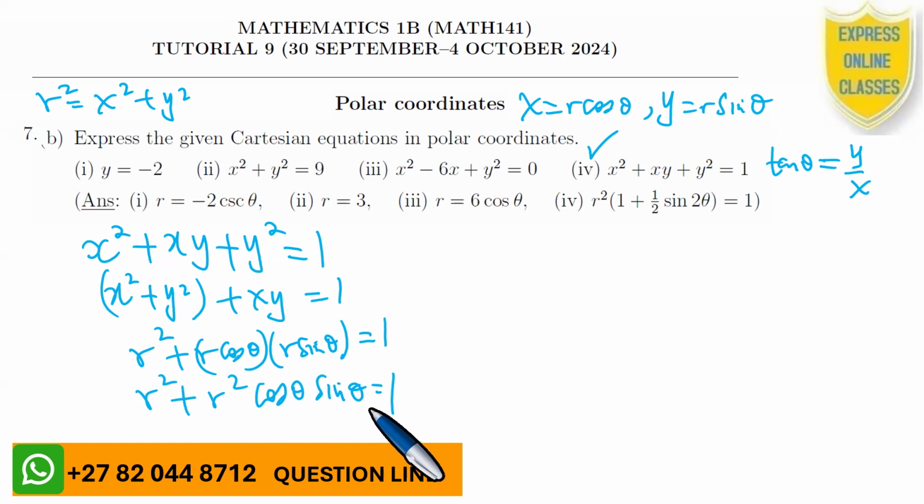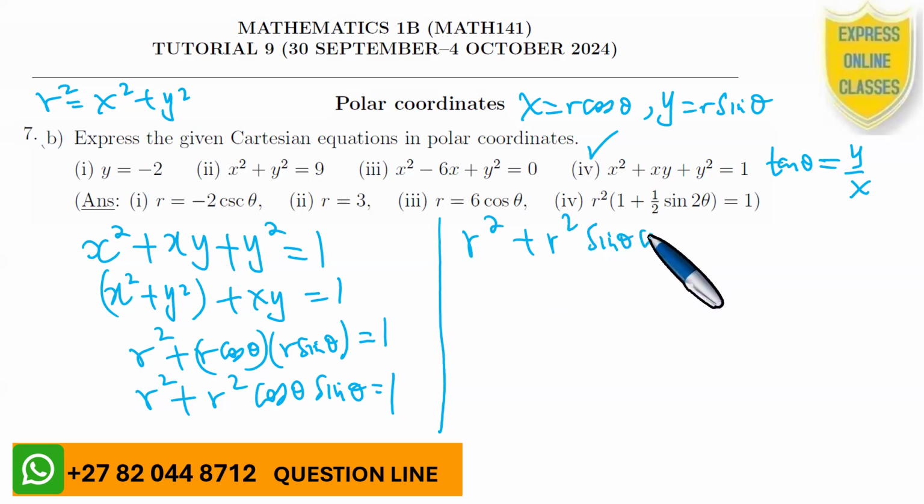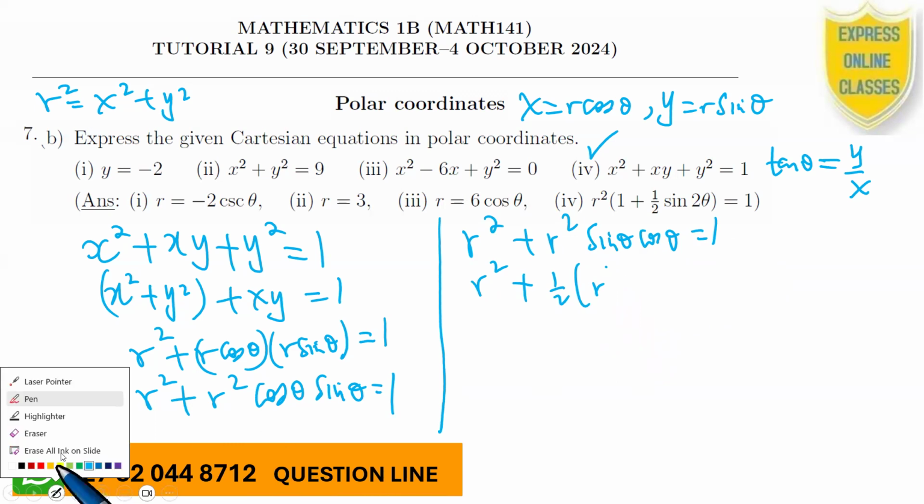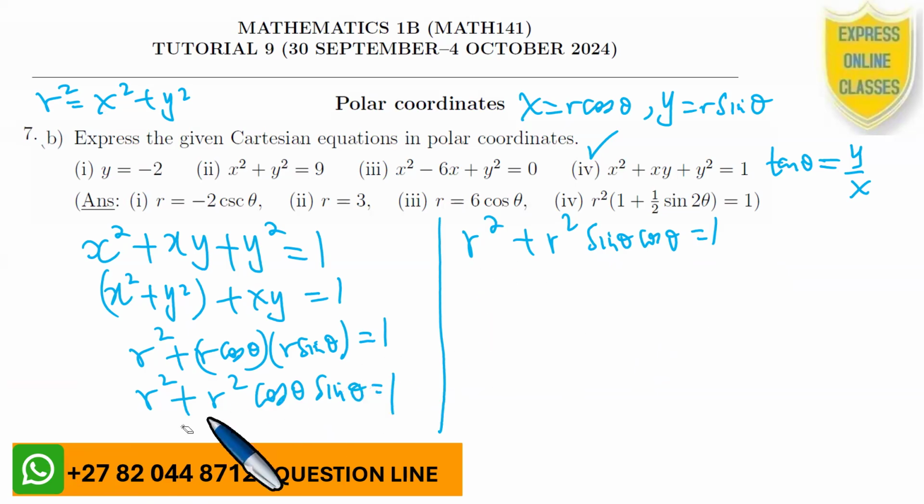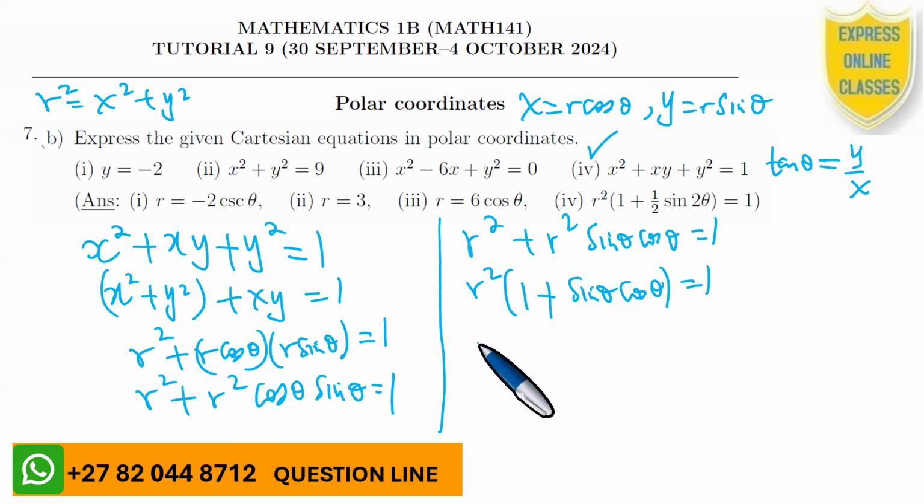So this is what we actually are having. We have r squared, then r squared sine theta cosine theta. But first let us factor out r squared, the common factor. So we have r squared times 1 plus sine theta cosine theta equals 1, which is 1 plus one half of 2 sine theta cosine theta.